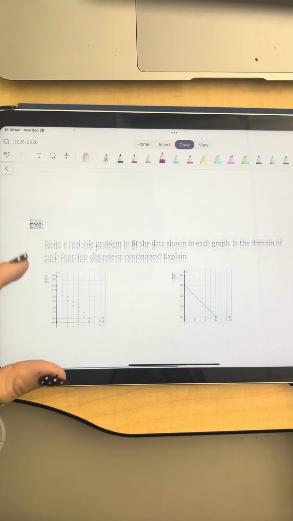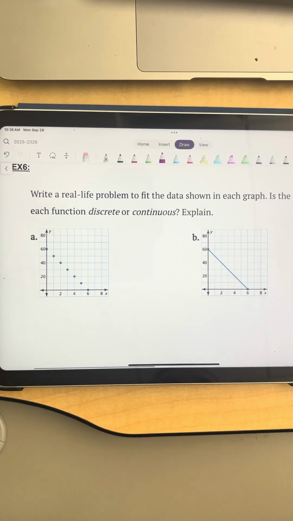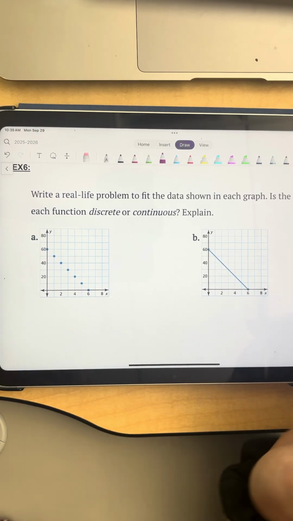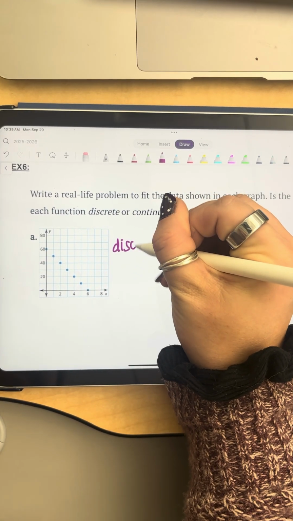All right, last example. Kind of looking at 2 different graphs and being able to see what kind of situation I am looking for with a discrete one and a continuous one. So we're going to write a real life problem to fit the data shown in each graph. Is the domain of each function discrete or continuous? So I feel like the easiest part right away is kind of saying which one's discrete and which one's continuous. So this one would be discrete.